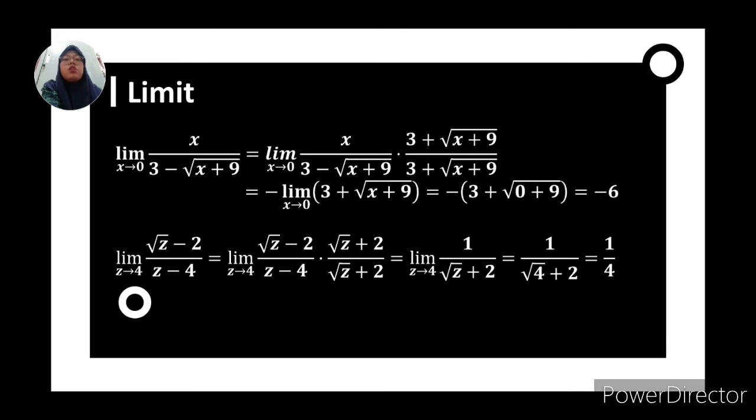Next, the limit of the square root of z minus 2 over z minus 4 as z approaches 4 equals the limit of the square root of z minus 2 over z minus 4, times the square root of z plus 2 over the square root of z plus 2, as z approaches 4, equals the limit of 1 over the square root of z plus 2 as z approaches 4, equals 1 over the square root of 4 plus 2, equals 1/4.